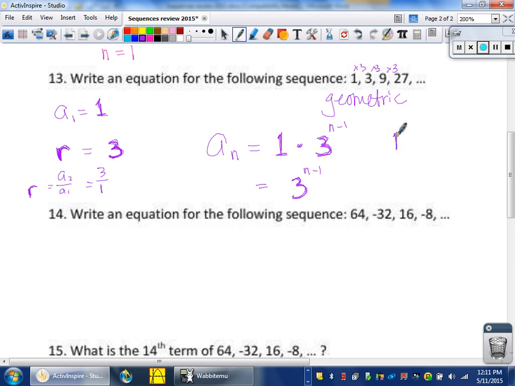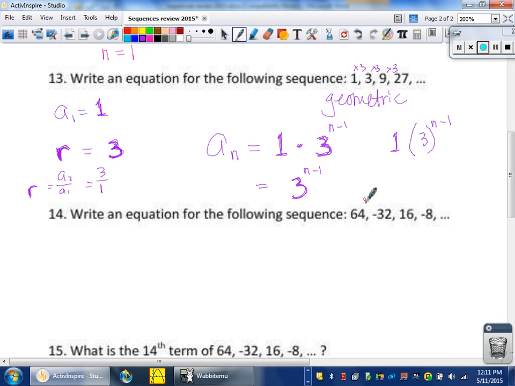Or if you want, we can have negative 1 and then have the ratio in parentheses. All of these are acceptable ways of writing this answer. First term, ratio, and so on. Okay, so notice this one.